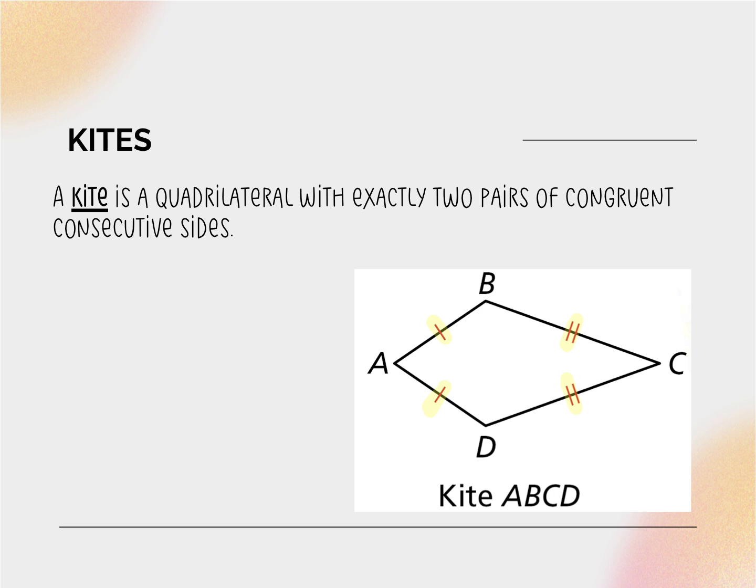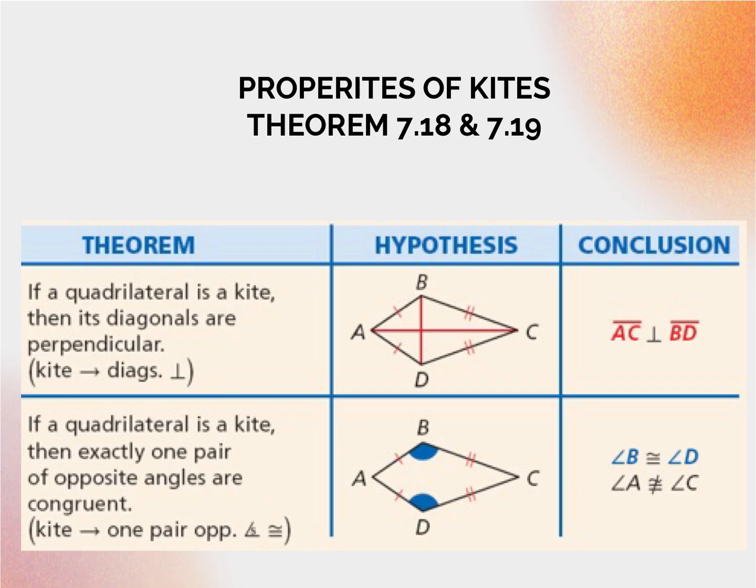Okay, these are not opposite sides. All right, theorems, properties for kites. What do we have to know about kites? With kites, your diagonals are 90 degrees. So if you want to draw those in there, your diagonals intersect at a 90-degree angle.